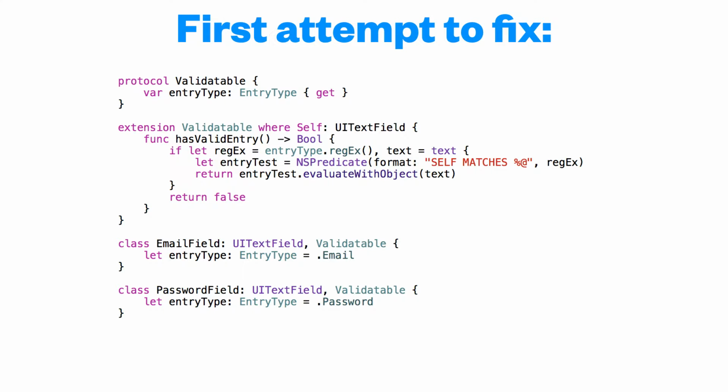So the first attempt to fix this situation would be to decompose the code into different classes. So now we have a protocol, Validatable. Thanks, Swift, for having this nice protocol. We have a default implementation of this protocol, hasValidEntry, which returns a boolean, and basically the code is the same as we had in the controller before. It's just hidden in the extension. We also have two new classes, EmailField and PasswordField, which are both Validatable, both subclasses of UITextField. The only difference is that they have this property entry type, which is email or password. And when we validate the entry, we look at this default entry type and make a validation based on this property.